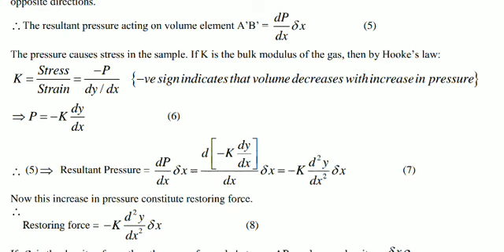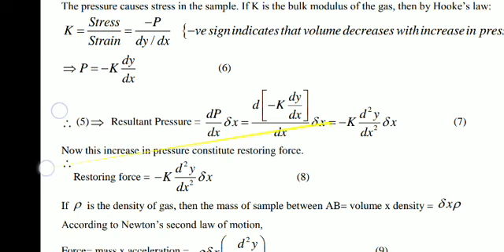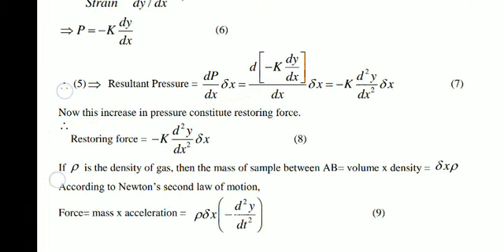So this is nothing but one type of motion of the spring, mass attached with the spring. It is moving to and fro. So whenever there is a to and fro motion, or wherever there is a simple harmonic motion itself, there will be the restoring force. So who will create this restoring force? Actually, restoring force will be created by this particular increase in pressure or resultant pressure. So restoring force is nothing but this thing, minus K d2y by dx square into delta x.